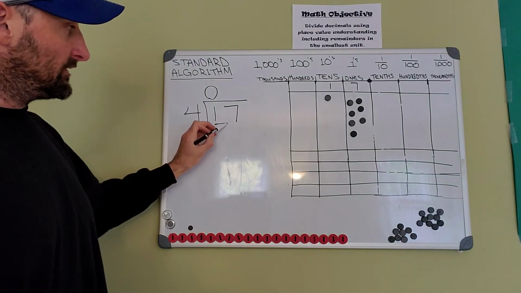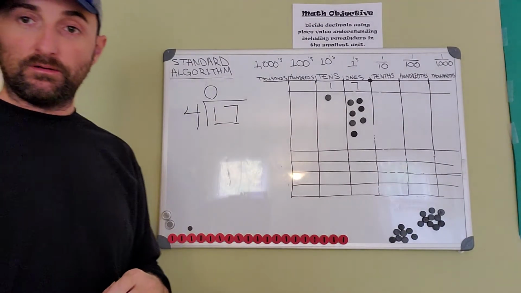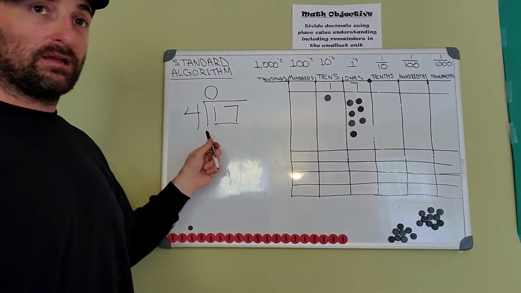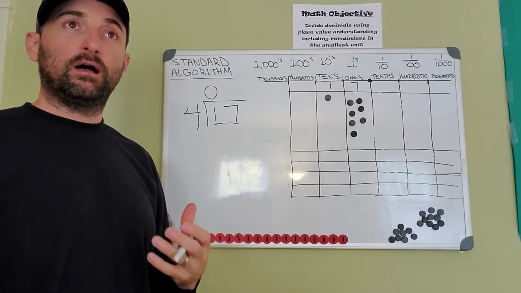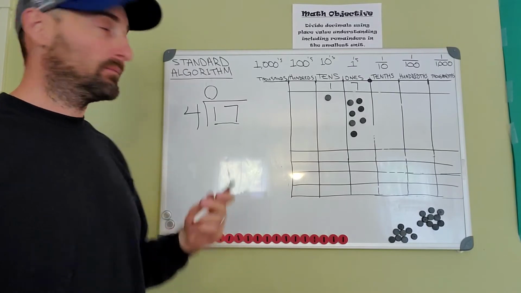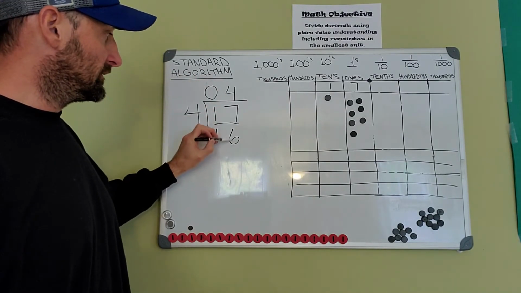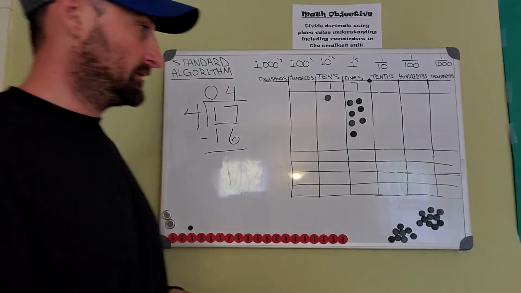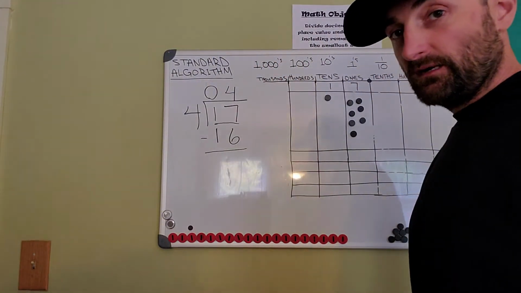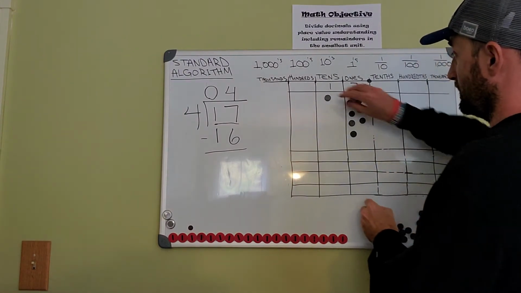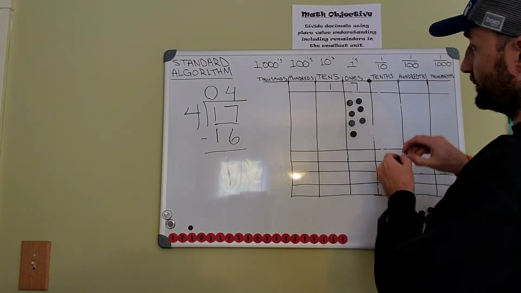Now I'm going to look at 17 ones, okay? Rather than calling it 1 ten and 7 ones, now I'm looking at 17 ones. Can I make 4 groups out of 17? Yeah, I can make 4 groups because I know that 4 times 4 is 16. So let's show that. What we've actually done is we've taken that 10 and cashed it in for 10 ones. So let's show that. Here's the 10, and I'm cashing it in for 10.